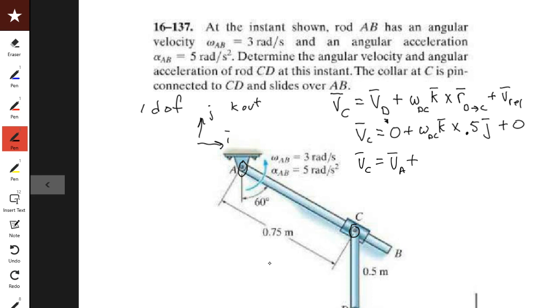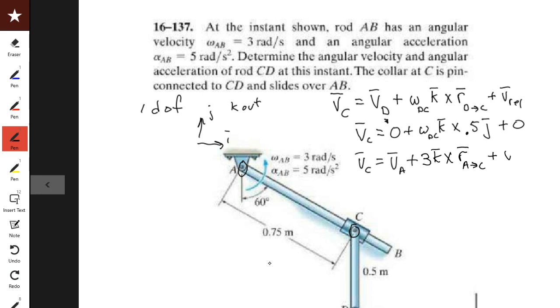plus omega. What omega? It's going to be the omega of the body they share. Well, the body they're sharing is AB. So the omega of AB is given to me to be 3 counterclockwise. So that's going to be 3K cross. This is going to be R from A to C. All right?